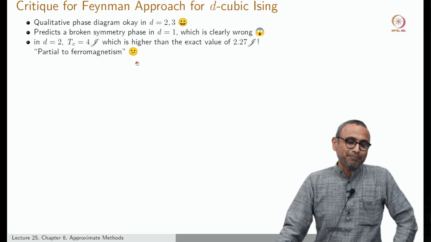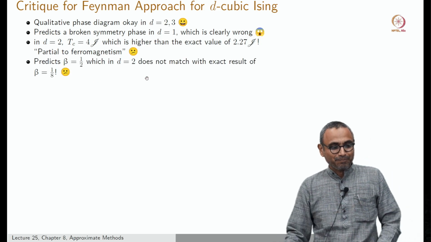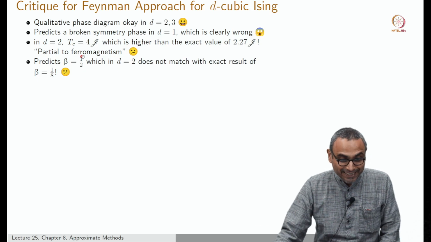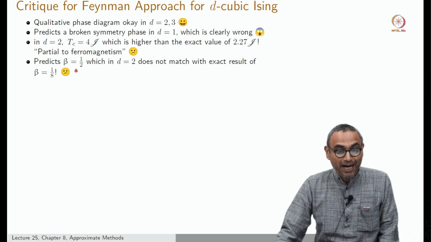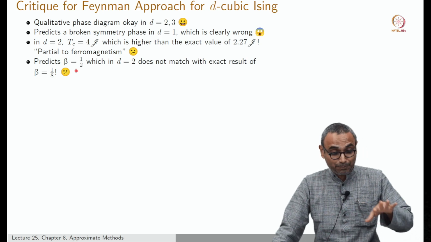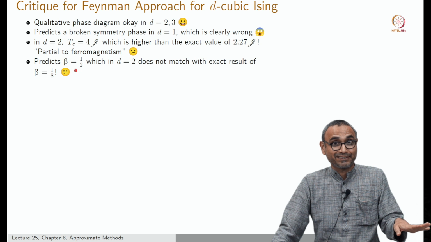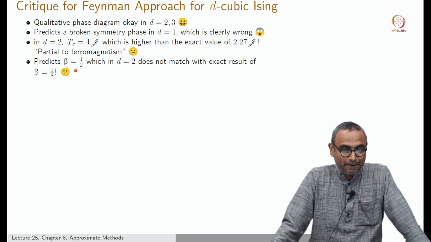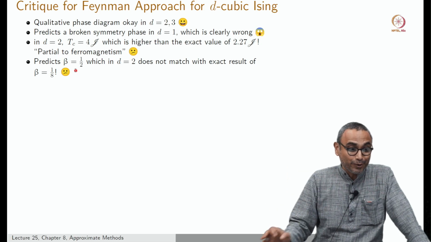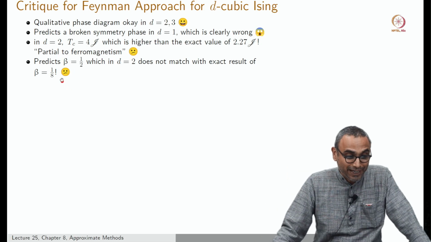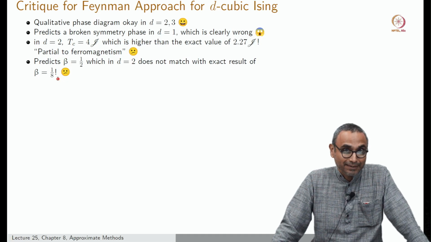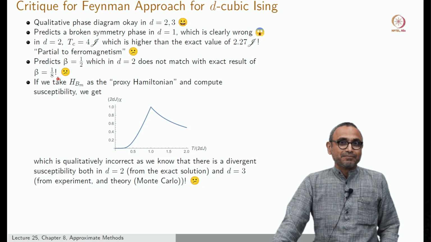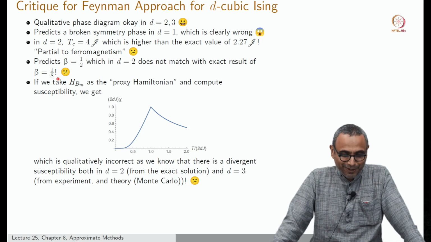Okay, so this is a bit disconcerting. So let's see a little bit more. Now we have got that it predicts a value of beta equal to half. This prediction of beta equal to half is true in all dimensions. It doesn't depend on dimension. The variational result does not depend on dimension. But we know that in d equal to 2, it is not half. It is in fact 1 by 8. Okay. All right. So now this is looking a little bit more worrisome.